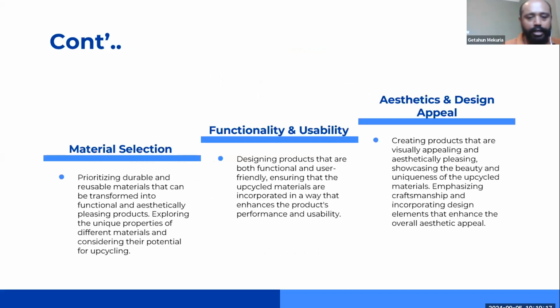So when we look into each stage, we have to prioritize the first thing, which is material selection, as I previously mentioned. We have to collect the discarded material, and after that, we have to select those materials by prioritizing their durability and reusability, material that can be transformed into functional, aesthetically pleasing products, exploring the unique properties of different materials and considering their potential for upcycling.